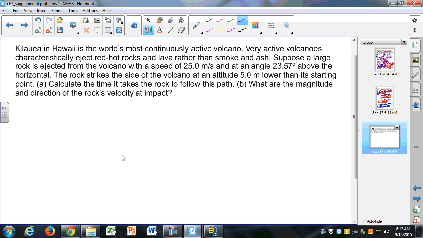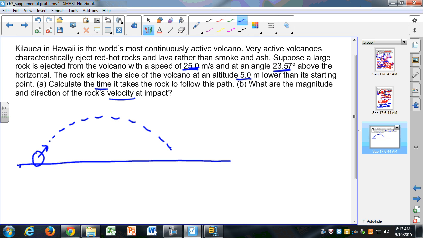So I have here a volcano. It ejects hot rocks, hot lava at 25 meters per second at this angle above the horizontal. But then it strikes the side of a volcano at 5 meters lower than its starting point. I want to know the time, and I want to know the velocity of impact. So I have this object. It goes like this, but instead of striking at ground level, it keeps going a little bit. It actually strikes at a distance that is 5 meters below the horizontal.